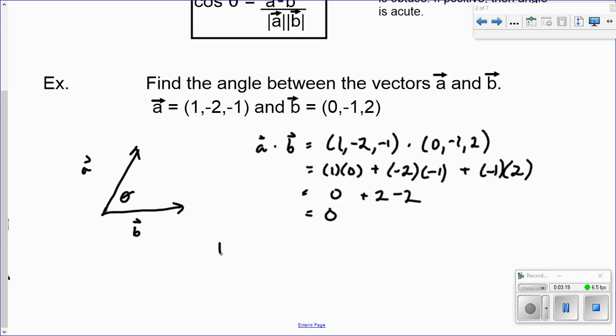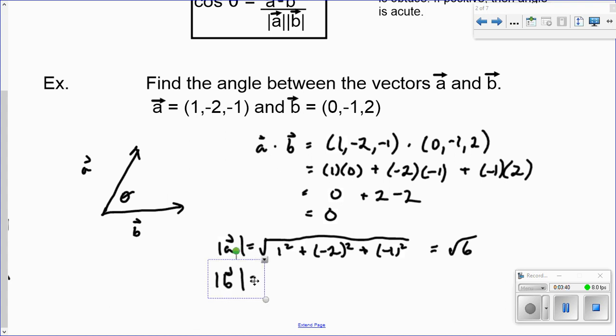Magnitude of A. That'll be 1 squared plus -2 squared. That's just the individual components. I get this to be 6, root 6. And magnitude of B will be 0 squared plus -1 component squared, and then a 2 squared, all the square root, and I've got root 5.